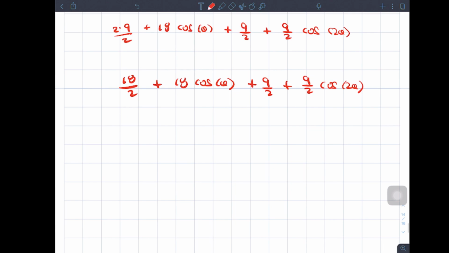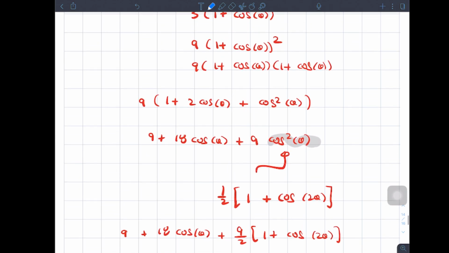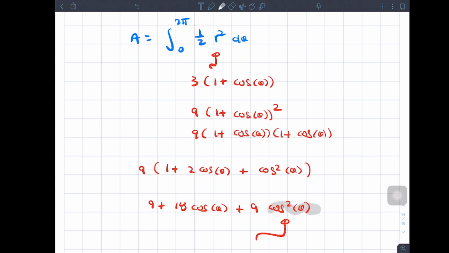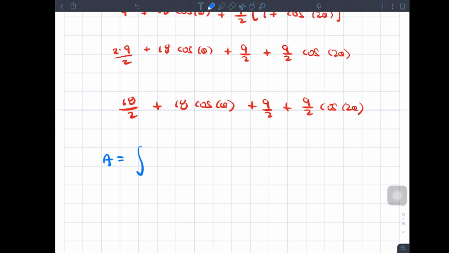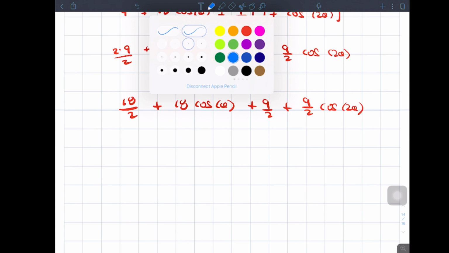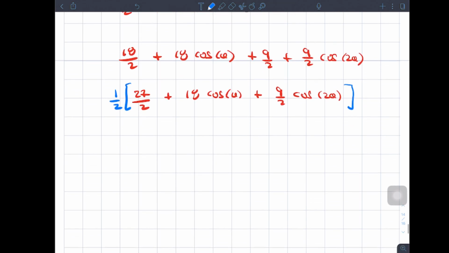So 9 and 18, I believe that's 27. Let's write it this way. The area is, let's make sure we have that factor of 1/2. Did we include the factor of 1/2 at any time? No, we didn't. So let's include the factor of 1/2, ladies and gentlemen. We just did the algebra. Let's combine a term. This is really 27 halves plus 18 cosine theta plus 9 halves cosine of 2 theta. Let's not forget the factor of 1/2. Okay.